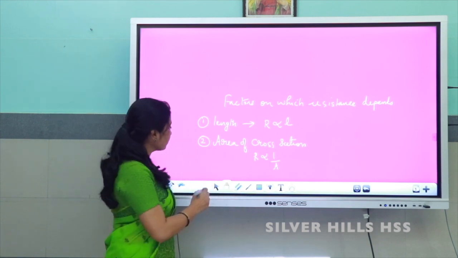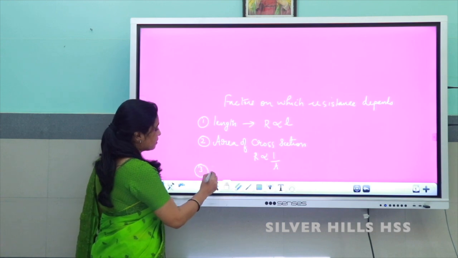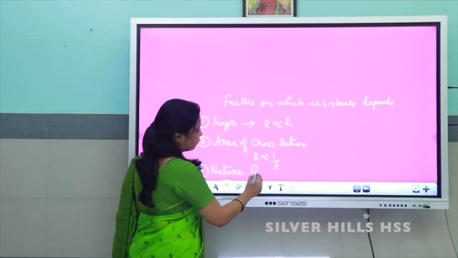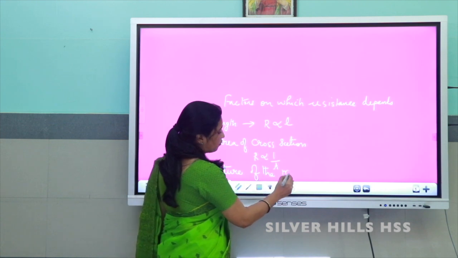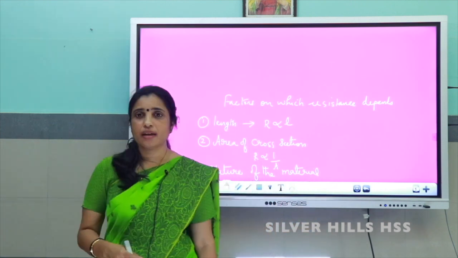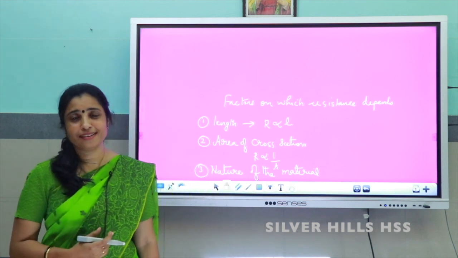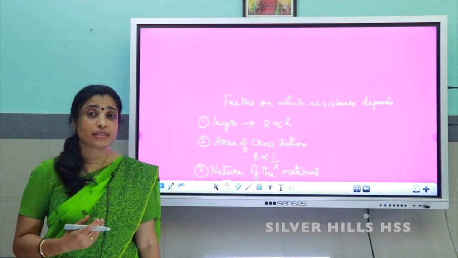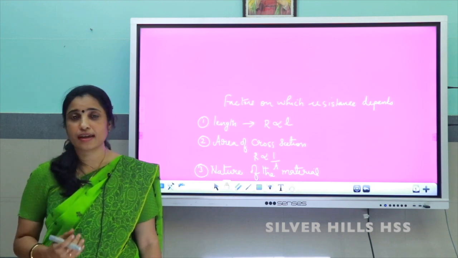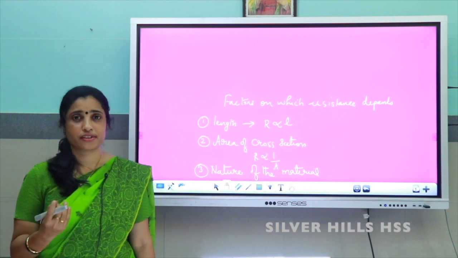Now the third factor on which resistance depends is the nature of the material of the conductor. In the case of a nichrome wire, the resistance is about 60 times that of a copper wire of the same length and same area of cross section.